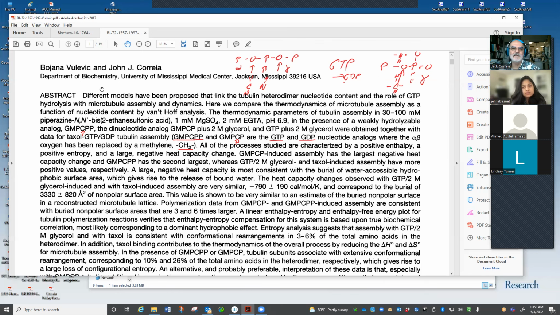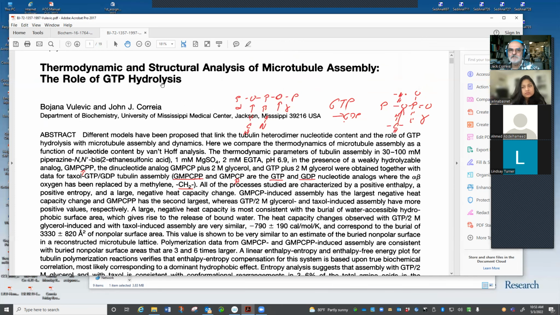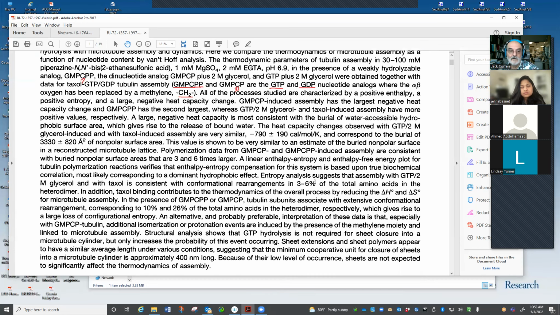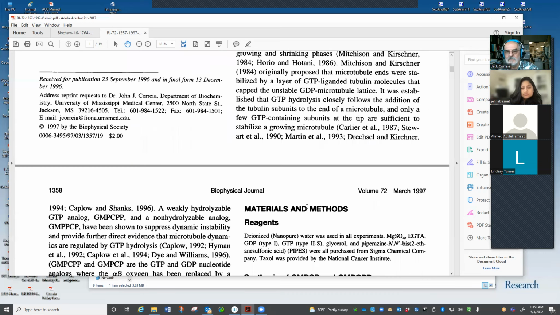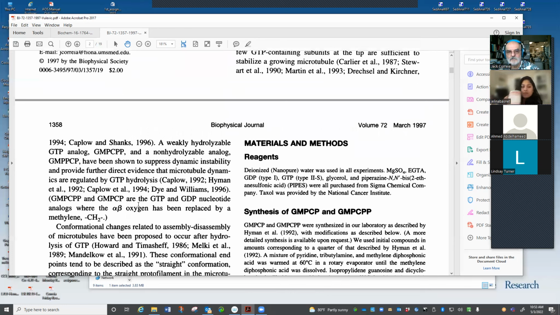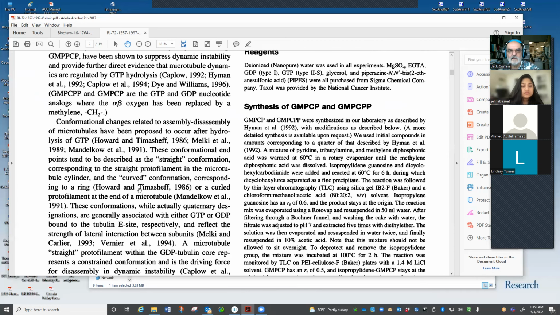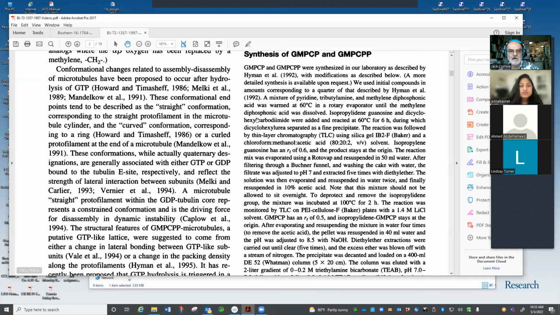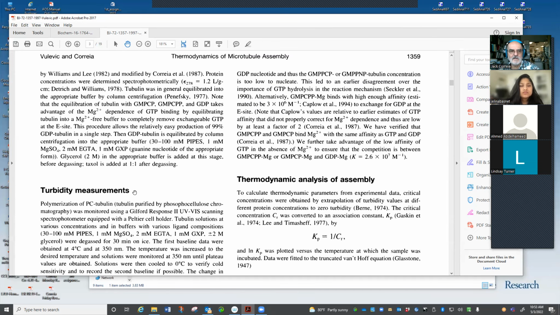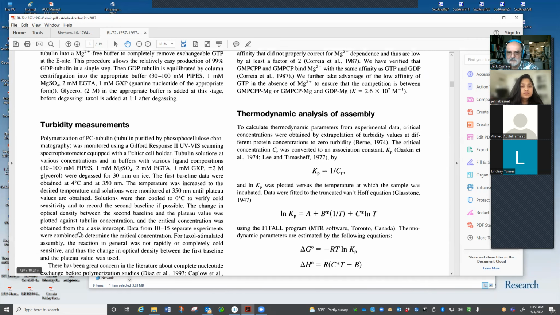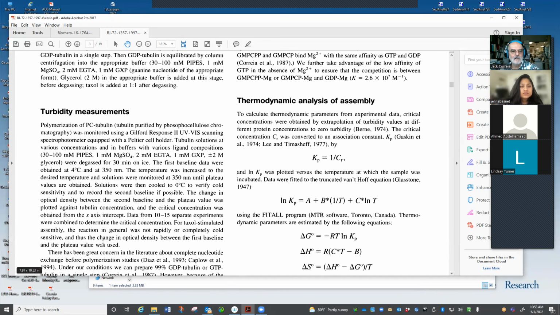This paper is about asking in a specific way what the role of GTP hydrolysis is by investigating non-hydrolyzable analogs or analogs that do not tend to induce assembly. Okay, and so the abstract describes a lot of stuff. This introduction gives an overview of where the field was 20 years later, and what people sort of knew about dynamic instability and what we thought about it. And then we describe here the synthesis, the tubulin purification by the cycling method, the use of the turbidity method that I just showed you in the Timashev paper, okay?